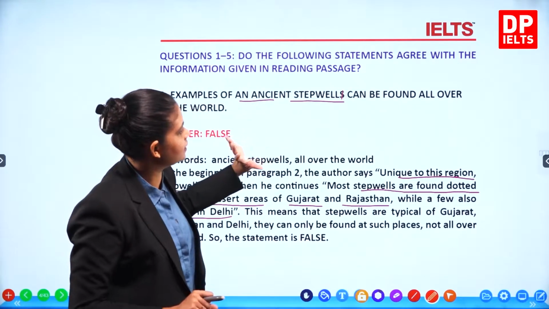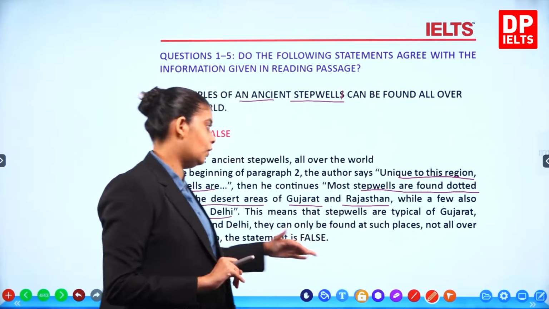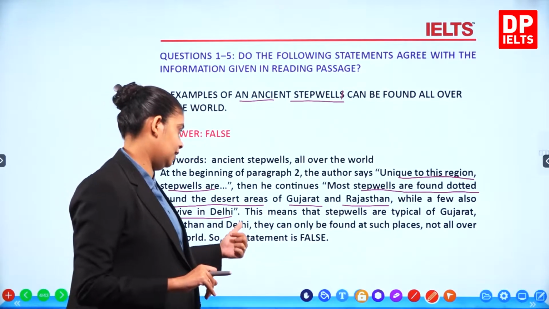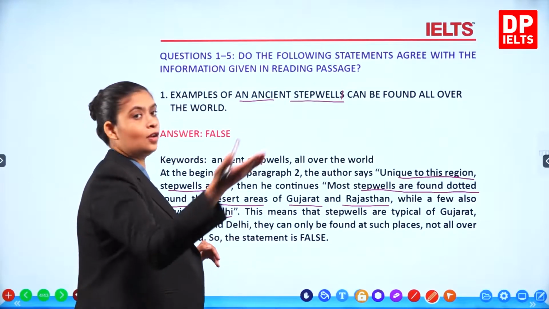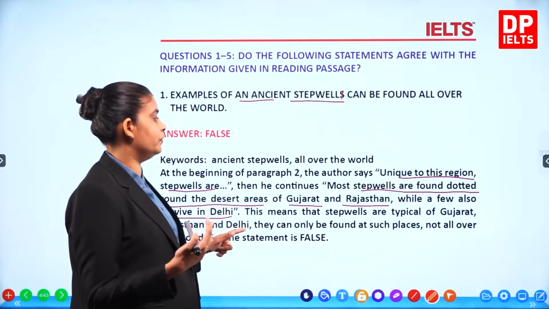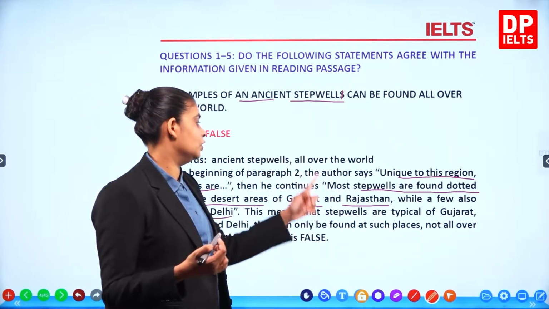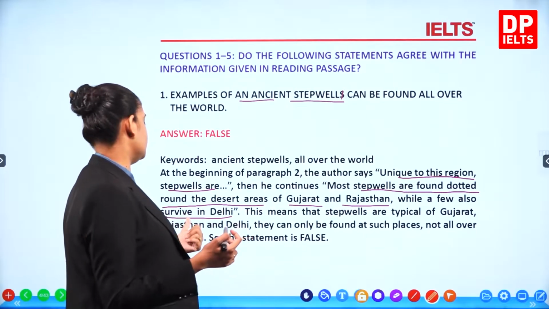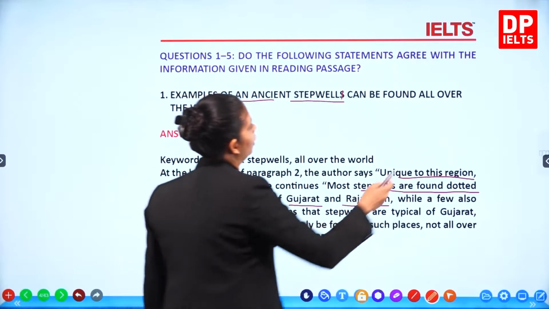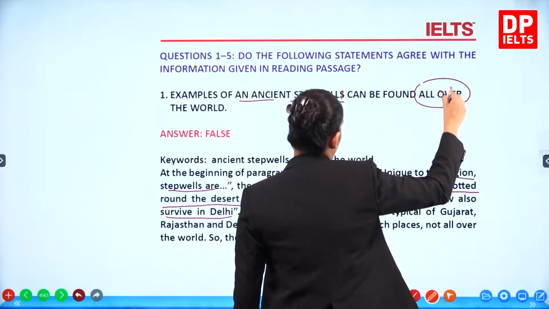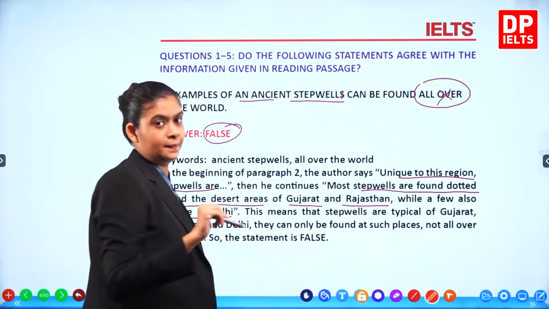Examples of ancient step wells can be found all over the world. So this means the step wells are typical of Gujarat, Rajasthan and New Delhi, or rather Delhi. They can only be found in such places, not all over the world. Most step wells are dotted and can be found in areas of Gujarat, Rajasthan, while a few also survive in Delhi. So if they tell you all over the world, this bit here is wrong. So the answer is false.